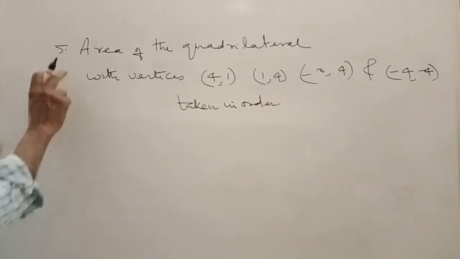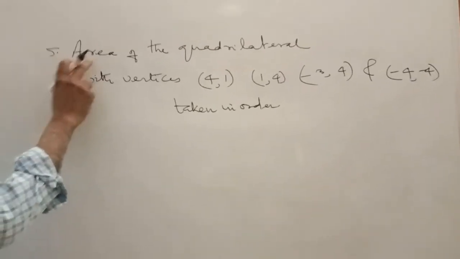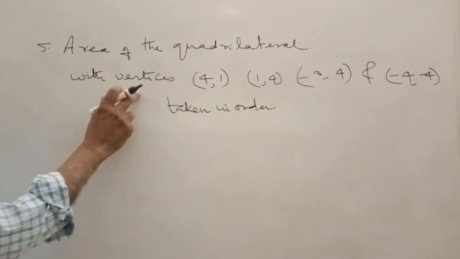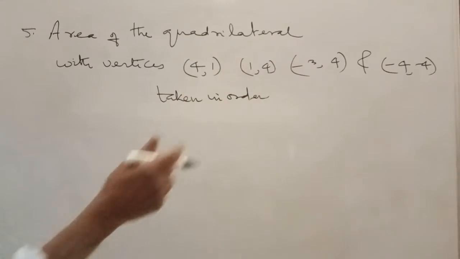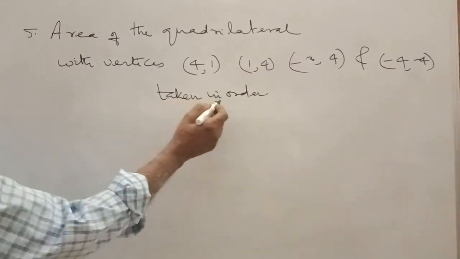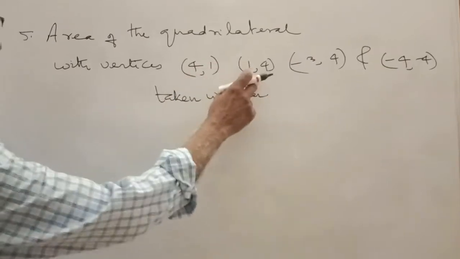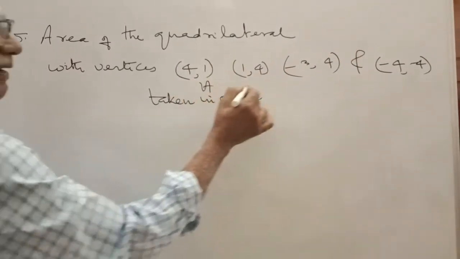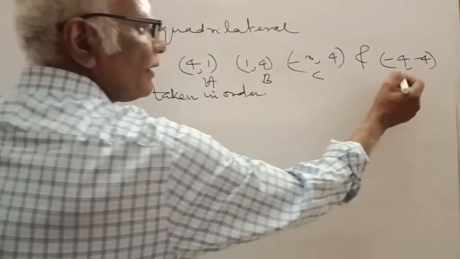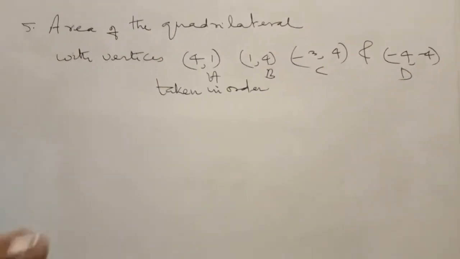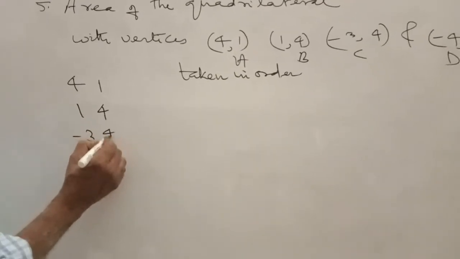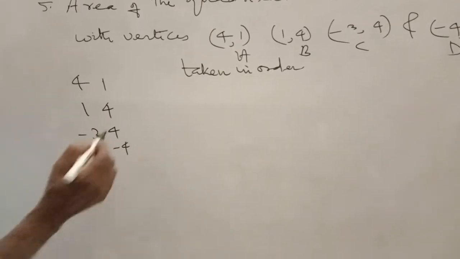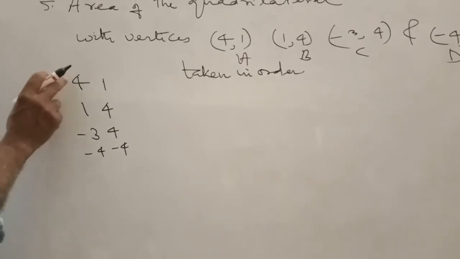Okay. Number 5 question. Area of the quadrilateral with vertices 4, 1, 1, 4, minus 3, 4, and minus 4, minus 4. Taken in order. So A, B, C, D. Now we work out using determinants. 4, 1, 1, 4, minus 3, 4, minus 4, minus 4. You know that we have to repeat 4, 1.